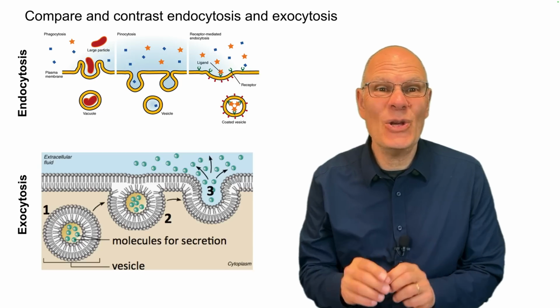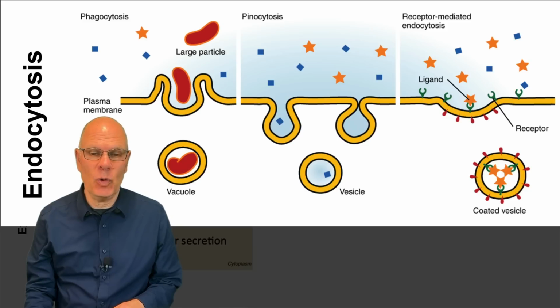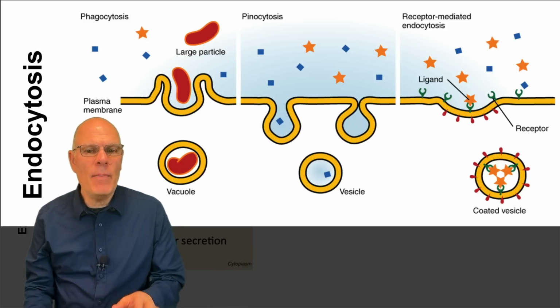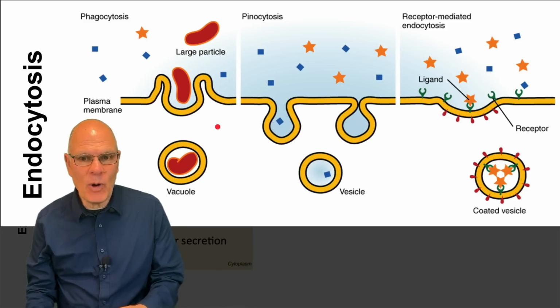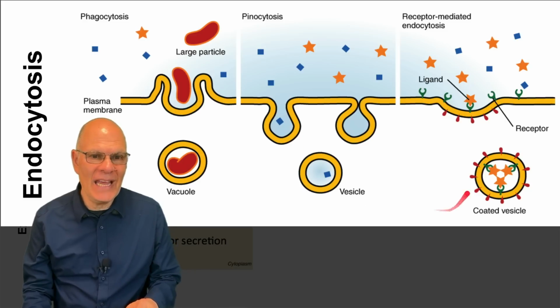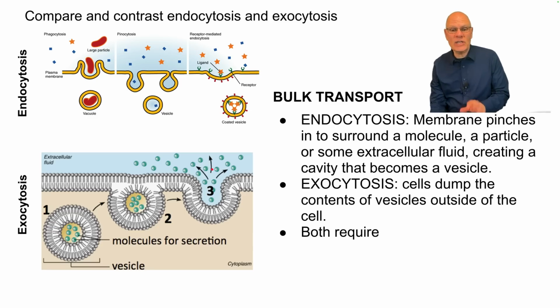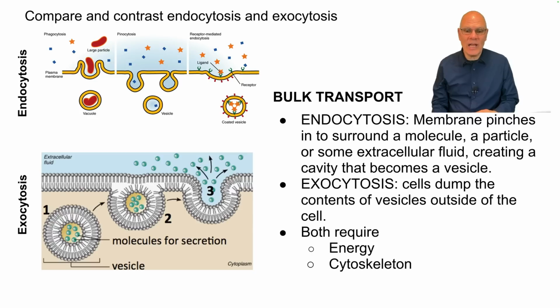Compare and contrast endocytosis and exocytosis. These are both forms of bulk transport. In endocytosis, the membrane pinches in to surround a particle or some extracellular fluid, creating a cavity that can become a vesicle. In exocytosis, a vesicle containing something fuses with the membrane, and then that contents is dumped outside the cell. Both of these processes require energy on the part of the cell, and they both require the involvement of the cytoskeleton, which is changing the shape of the membrane.